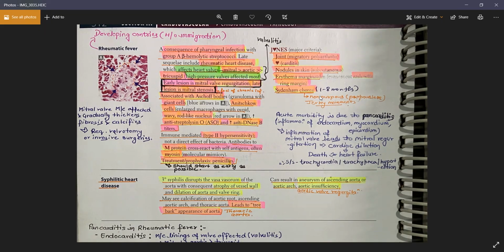The patient can have Sydenham chorea, in which the patient has jerky movements of the hands and feet, purposeless, and they will describe it as purposeless jerky movement of the hands. It can happen within a year after the pharyngitis episode.